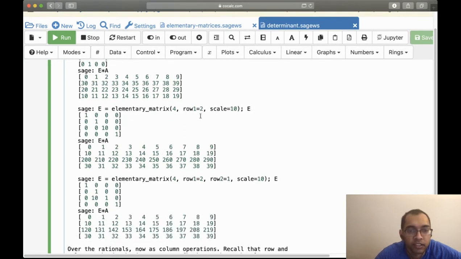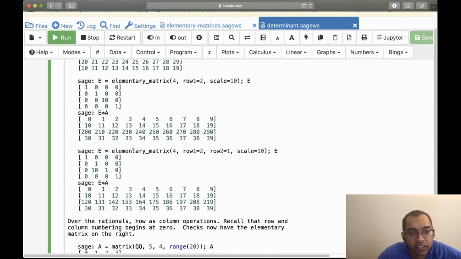And let's see, this is row 2 in Sage, so row 3 in what I would refer to it. And so indeed, row 3 of our original matrix has been multiplied through by 10. And then here's another example of an elementary matrix. This is the one where you replace this row by 10 times the row listed here. So replace row 3 by 10 times row 2.